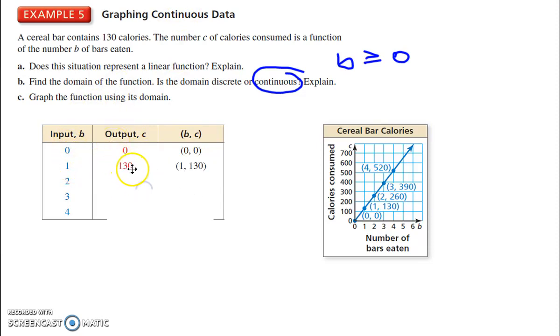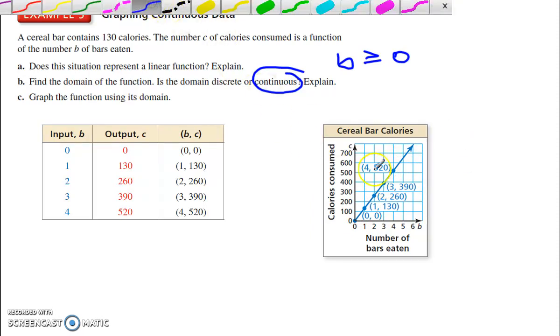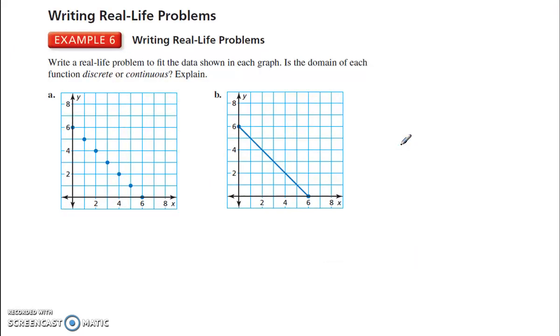And then we could make a function table again. 1 bar, output 130. Another coordinate, 2 bars, 260, 3 bars, 390, 4 bars, 520. And then we can graph that. This time we've got points, but we're going to connect those points. We got specific coordinates, but it makes sense to draw a line through them because I could say half a bar and then say, well, that gets me about 70 calories.